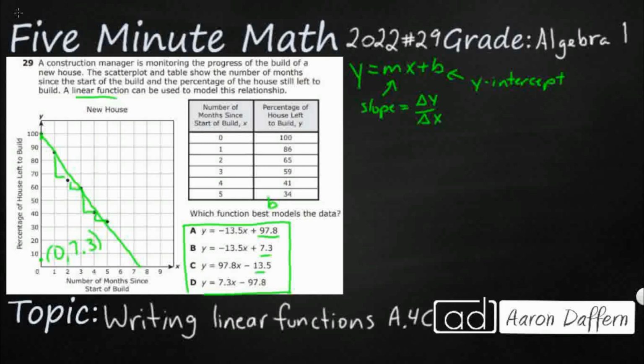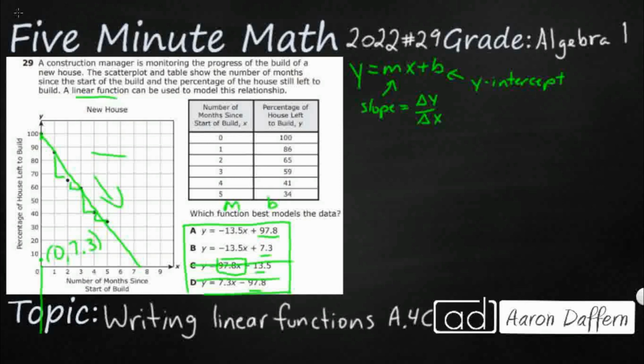Now look at these other two. Negative 13.5, negative 97.8. How do you have negative percentage of the house left to be built? So, I mean, that doesn't even make any sense. Okay? Now, we can also eliminate these two because look at the m's. The m is the slope. It's a very clear negative slope because we're moving down from left to right. As the months go on, the percentage of the house decreases.